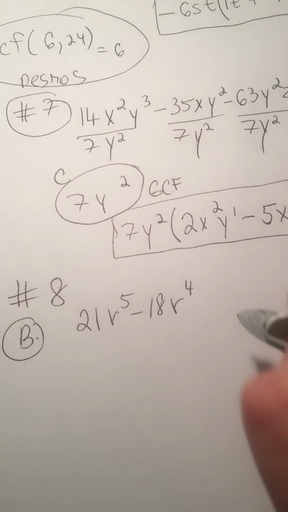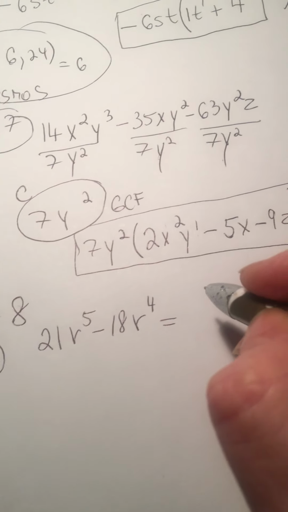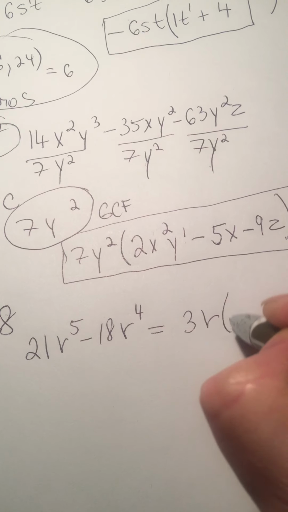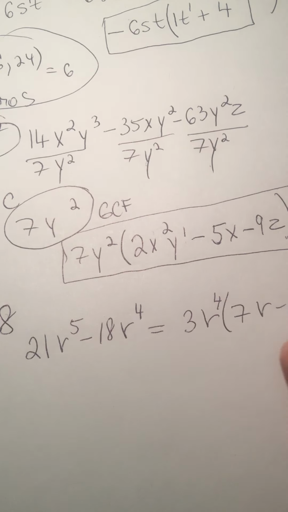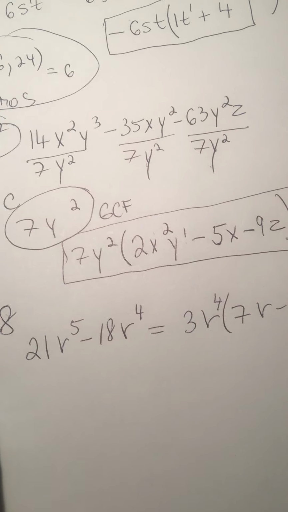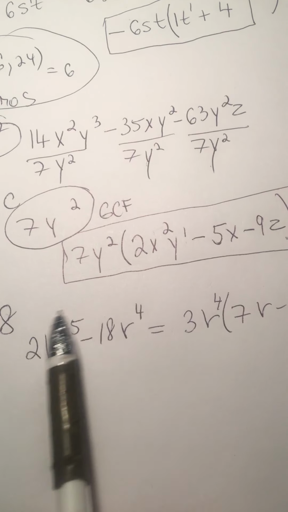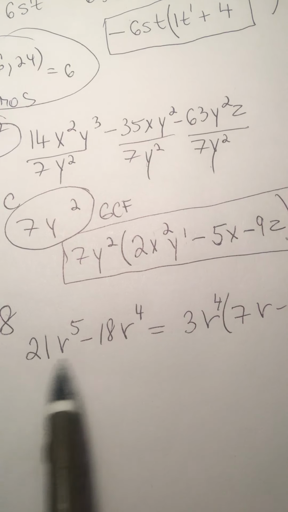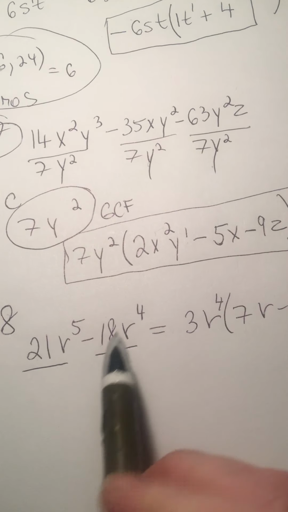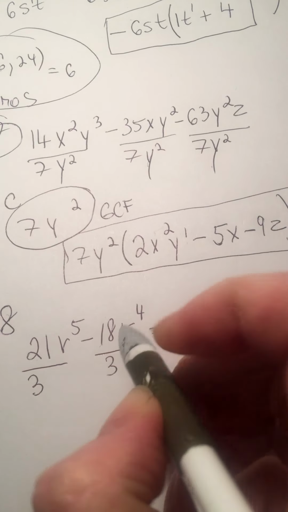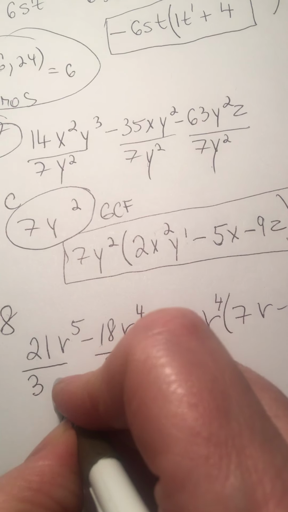So we're going to look at B. This is what was given: 3r to the 4th power times (7r minus 6). All right, so this is answer choice B. We're going to look at this. Got big numbers here. So you have to have what's common in both of these. Our GCF is 3. And with the r's, the smaller r.